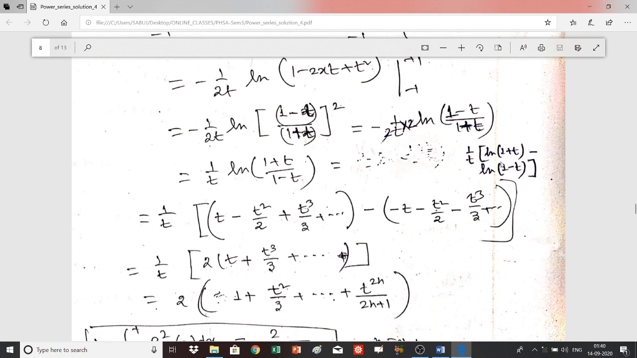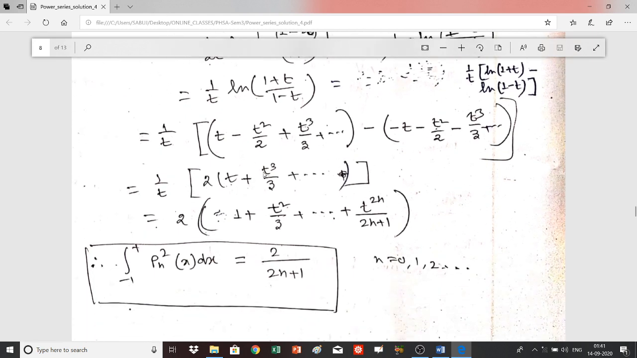If you expand log(1 + t), the terms which will arise are t minus t squared by 2 plus t cubed by 3 plus all other terms. And you can see the series expansion of log x will be in this manner. And then log(1 - t) will give you minus t minus t squared by 2 minus t cubed by 3 plus etc.